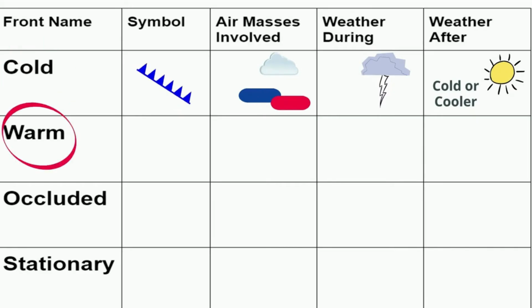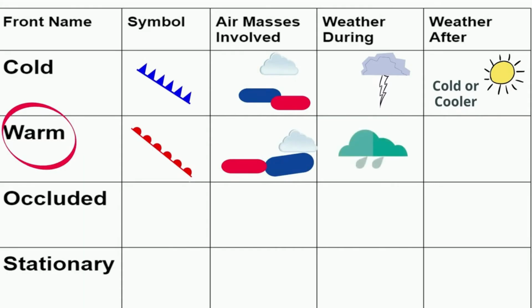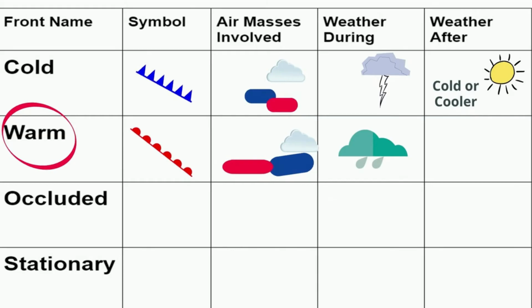Next is a warm front, and here's the symbol. A warm front occurs when a warm mass of air will slowly rise above cooler or cold air. The weather along a warm front is generally cloudy weather and rain. However, if the air is very unstable, you may get a thunderstorm. As the warm front passes, you will see warmer, more humid air.